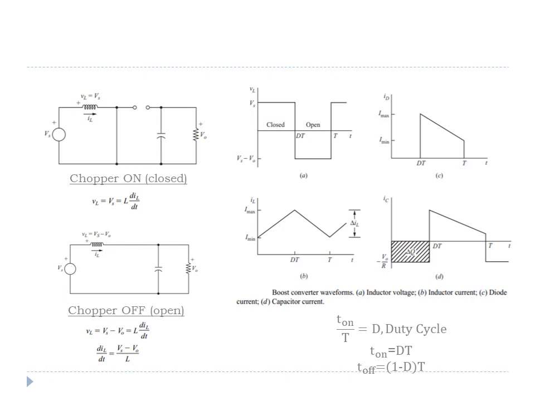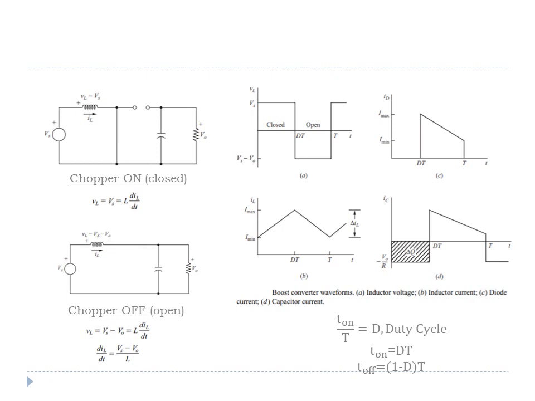The capacitor current, if we observe, when the chopper is on, during that time capacitor is providing the current to the load. So current from the capacitor will be equal to V naught upon R. When the chopper is off, during that time the capacitor is charging. So the current waveform of the capacitor follows the current provided by the inductor.